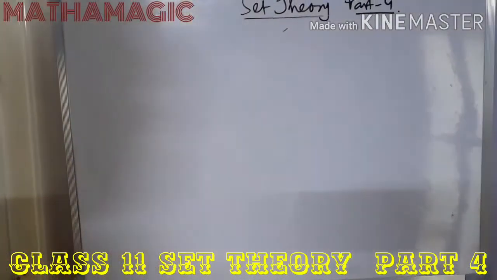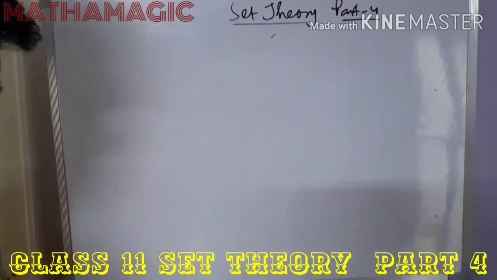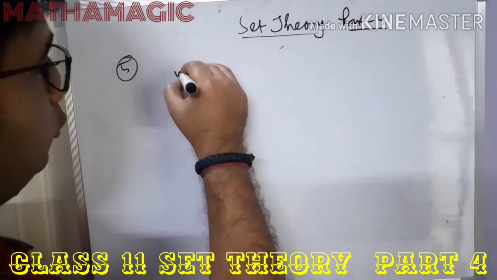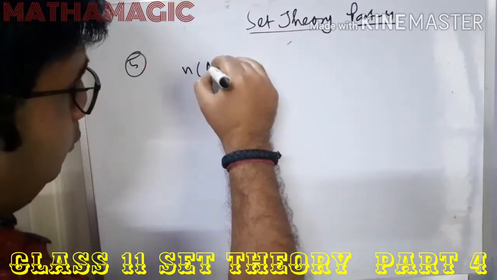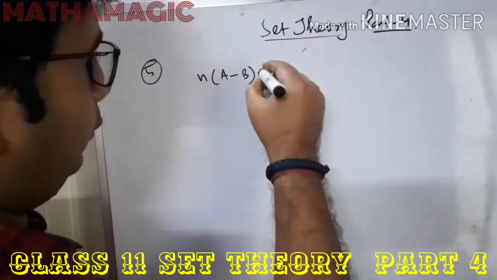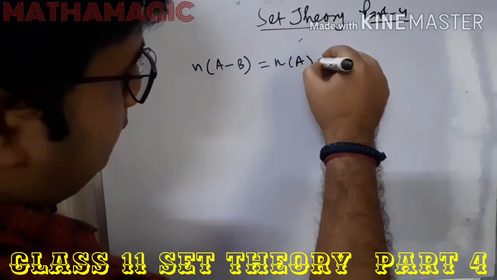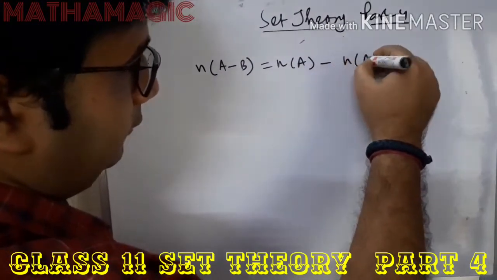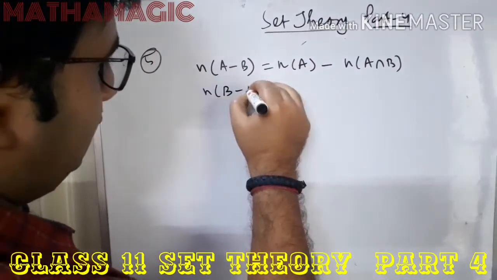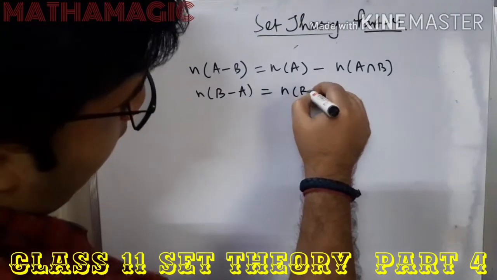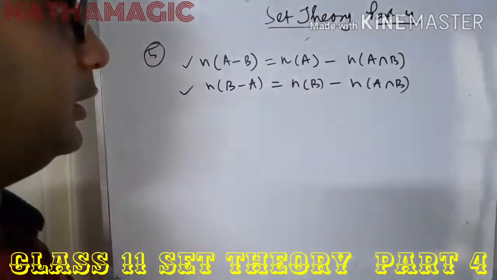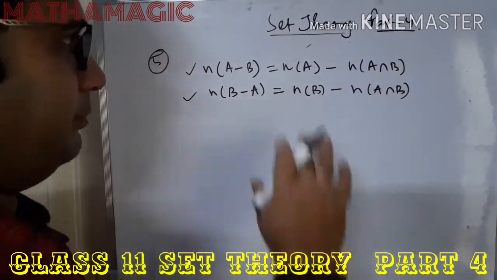So before going to that problem, we'll just discuss some 2 more formulas which we are going to use in the problems. We can write it like this: n of A minus B is equal to n of A minus n of A intersection B. Now n of B minus A is equal to n of B minus n of A intersection B. These are the 2 formulas. Please note it down because we have not discussed the same.